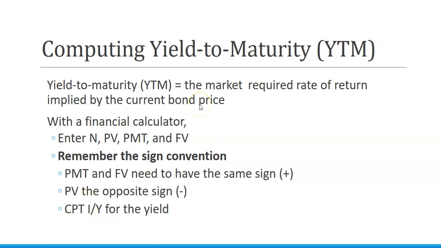In calculating the yield to maturity on a bond, we need to remember that the yield to maturity is the market required rate of return that is implied by the current bond price. If we're using a financial calculator, we would need to enter the number of periods, the present value, the payment, and the future value. Remember the sign convention. So the payment and the future value need to have the same sign and the present value the opposite sign. We use 1 divided by y for the yield amount.